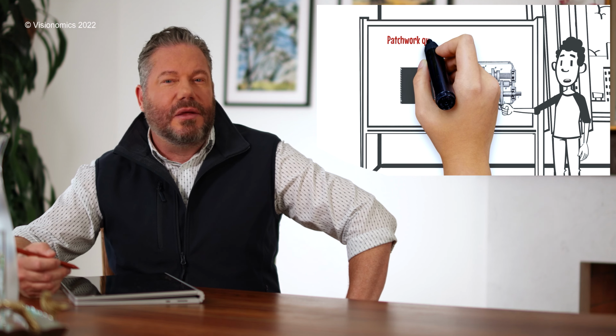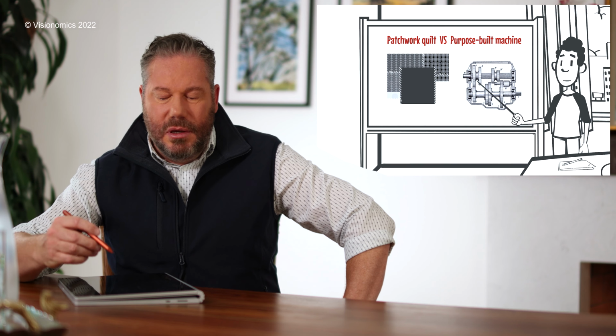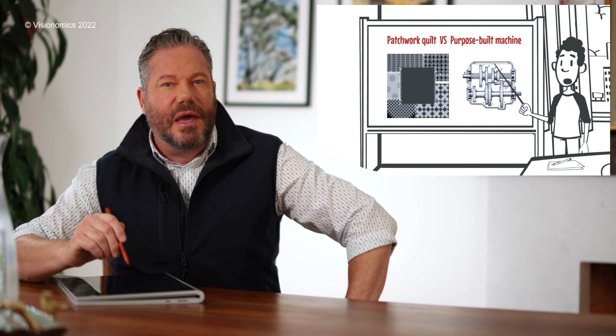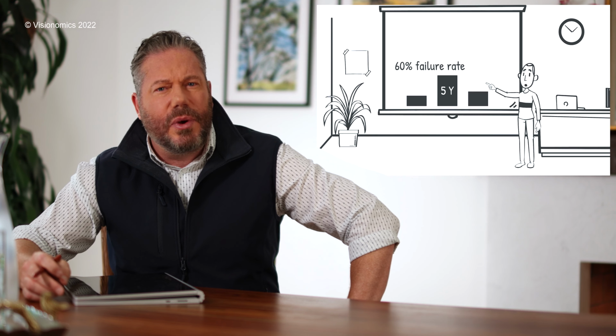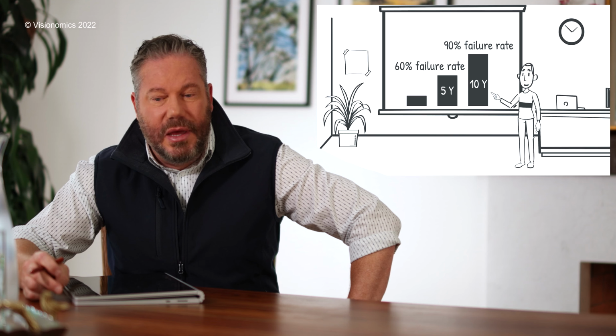Now, there are some harsh realities associated with those two paradigms: the patchwork quilt that we cobble together over time versus the purpose-built machine of a company. Businesses that do not have all the functions on the business of doing business half implemented have a 60% failure rate over any given 5-year period. They have a 90% failure rate over any given 10-year period. Businesses that operate as a purpose-built machine with both halves of their business fully implemented have about a 1.5% failure rate over the same time period.